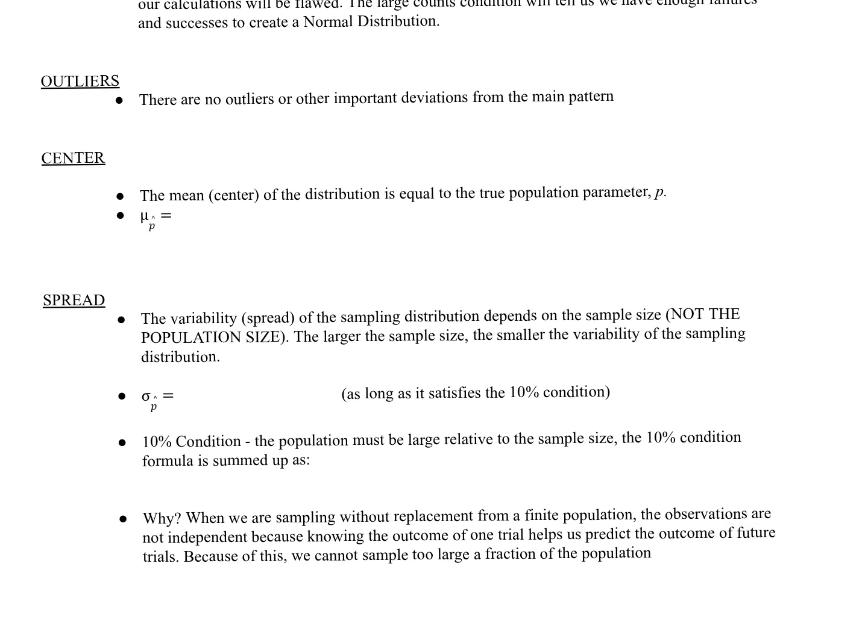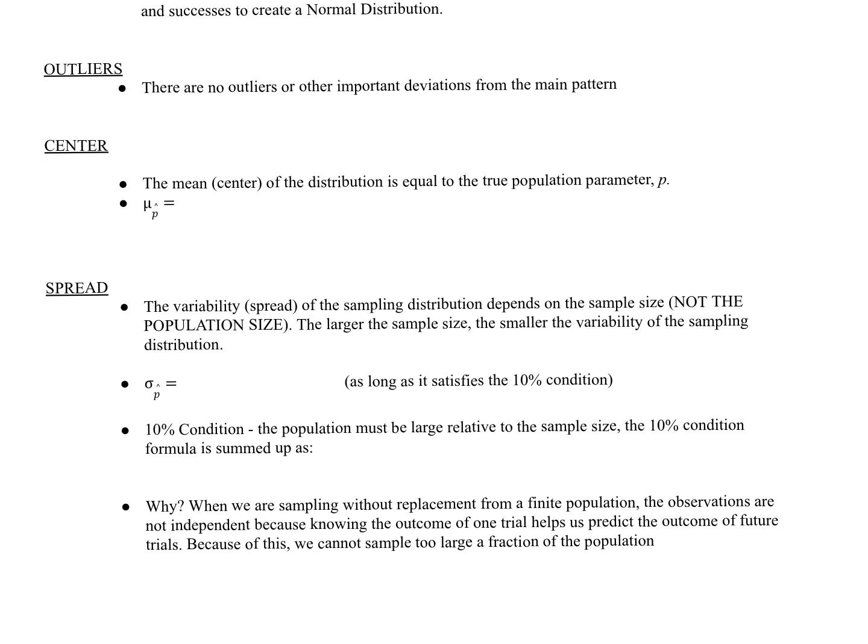The next one is the center. The mean, our mu of p hat, is going to be equal to p. Again, this is as long as the sample is an SRS, so it has to be unbiased. As long as you're taking an SRS, the center of our distribution is equal to the parameter.